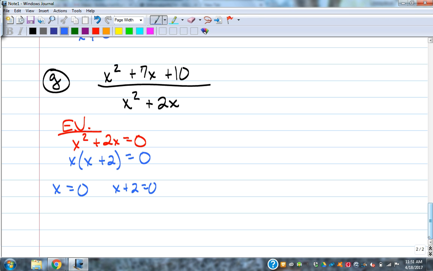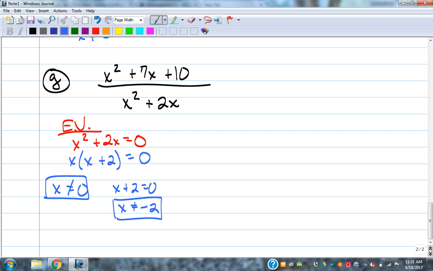And solve those. So this one's already done. X can't be 0. And then this would be x cannot be -2. There's 2 excluded values on this one. And that's okay. It's not a big deal. Those really come into play.